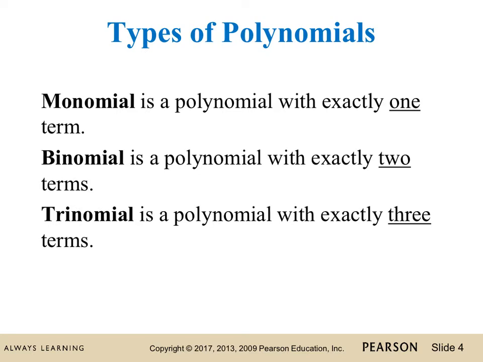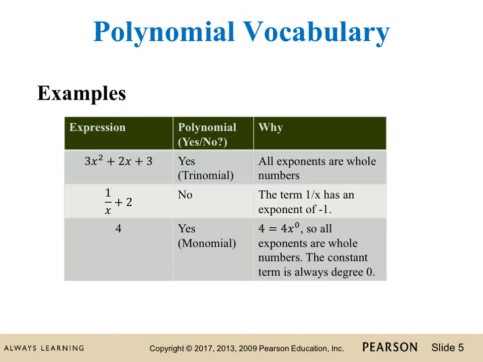Types of polynomials. We categorize polynomials based on the number of terms. A monomial, you can think of mono, is a polynomial with exactly one term. A binomial, so bi, is a polynomial with exactly 2 terms, and a trinomial is a polynomial with exactly 3 terms. We don't bother characterizing polynomials above 3-term polynomials. We could, we just don't.